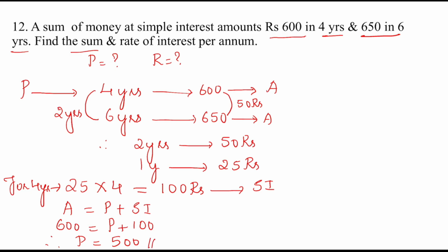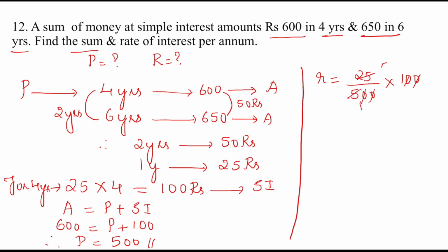Now rate of interest, how to calculate the rate of interest? We are getting 25 rupees on 500. So how much percent is it? 25 by 500 into 100%. So 5 ones are 5, 5 fives are 25, therefore R is 5%. So the principal we got as 500 and the rate of interest is 5%.